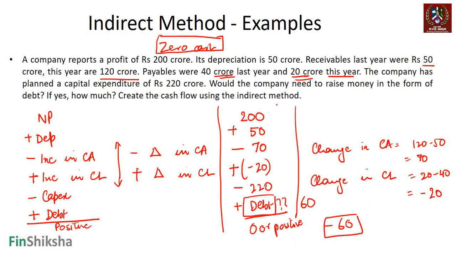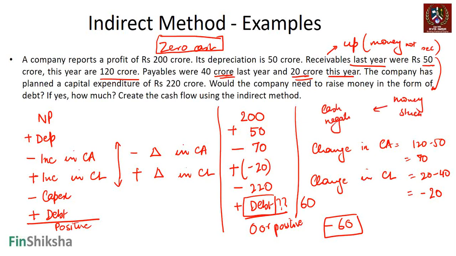We'll do this again in a moment, but let's first look at the change in current assets. Receivables went up, which means money not received, which means money stuck, which means it is cash negative. This money did not come in, so you subtract it, right? Payables went down, which means more money paid. Last year it was 40 crore, this year is 20 crore. So you've paid that 20 crore, right? So money is gone out.